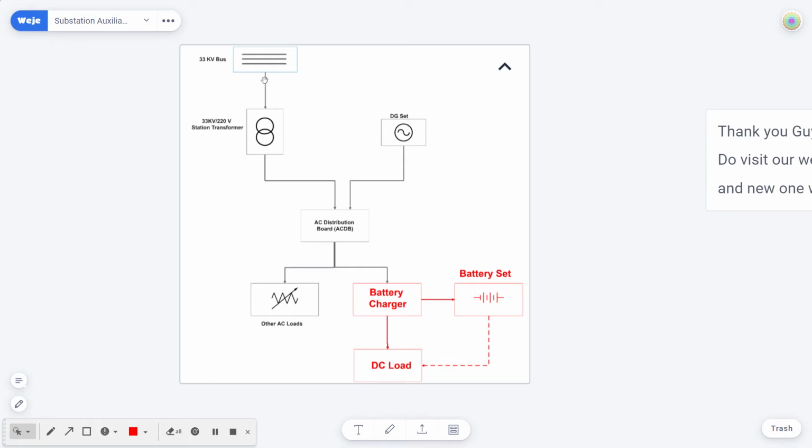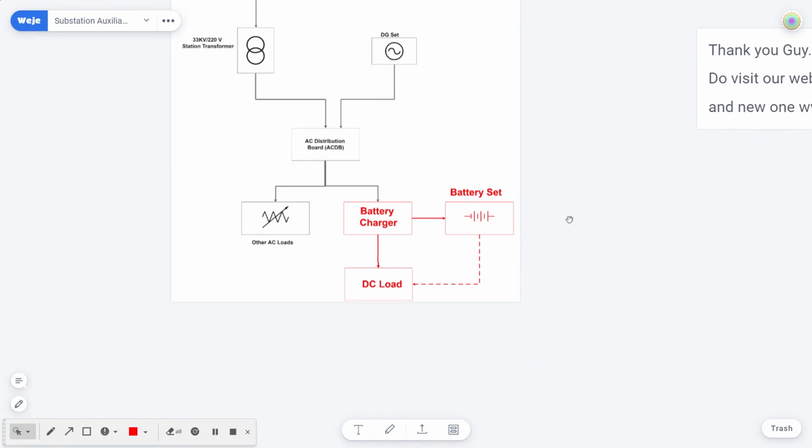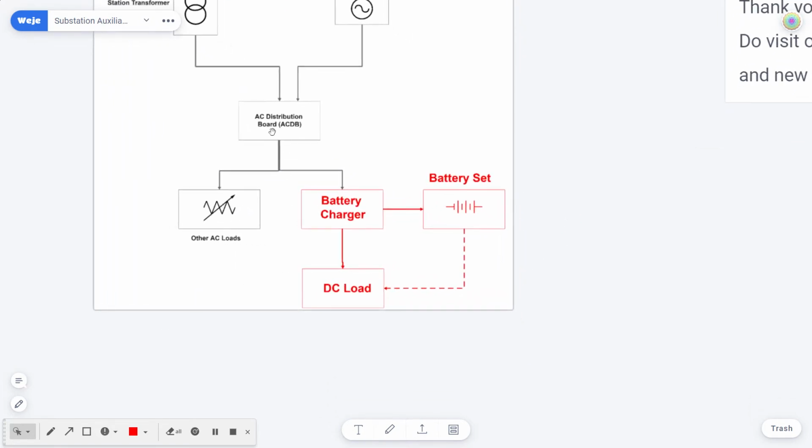And in case this AC power supply fails, the station transformer fails to provide us with the AC power, then this DG set is activated. It may be activated automatically or manually, and then it supplies the AC supply to the AC distribution board. And from this AC distribution board, we give AC supply to various AC loads.